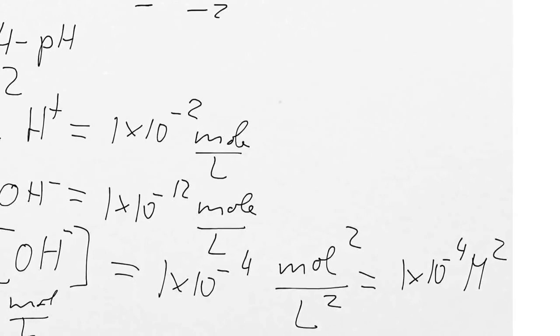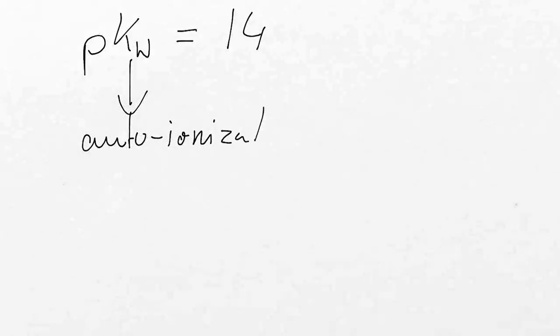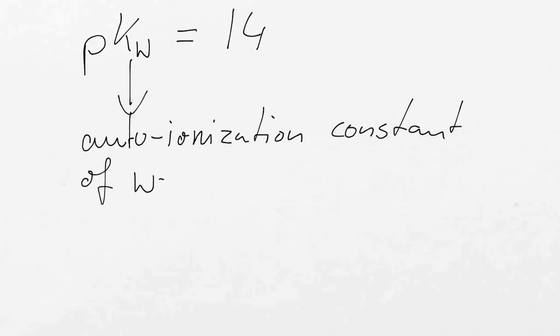Or I could define another P thingy. pH, pOH, and in this case, I call this pKw. And that would be simply 14. pKw stands for what is called the autoionization constant of water.